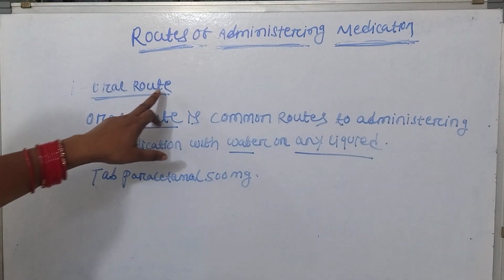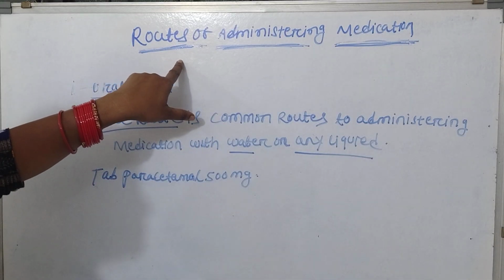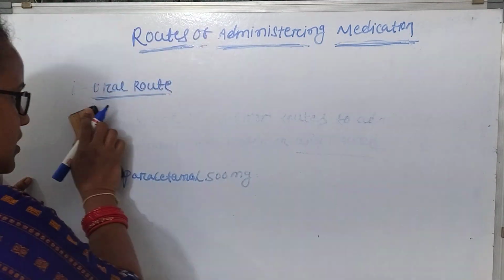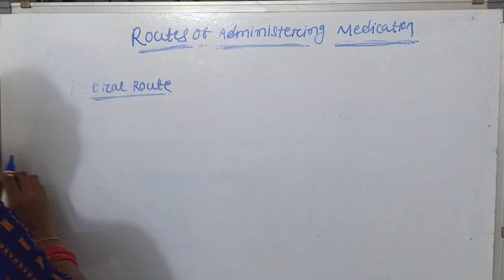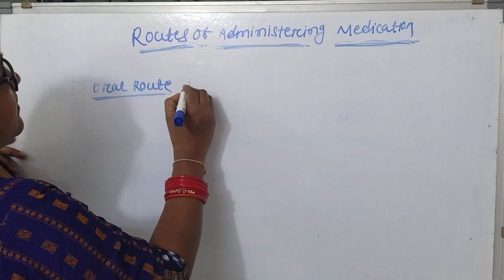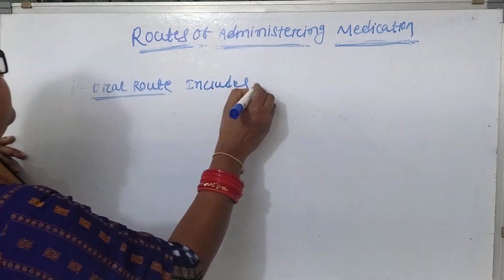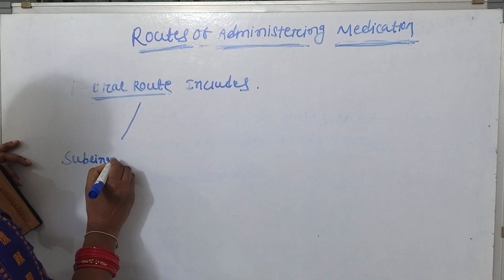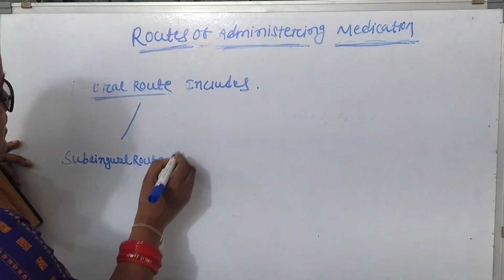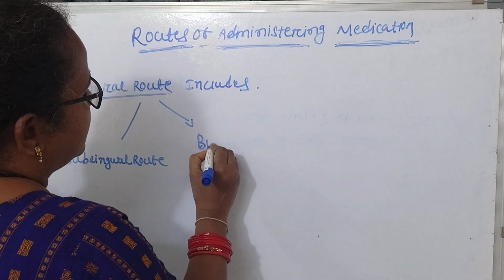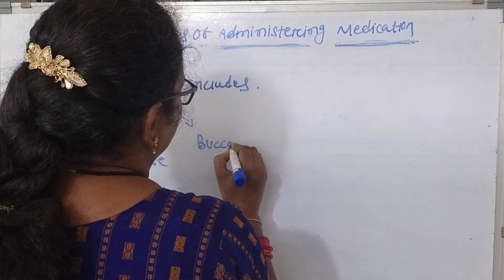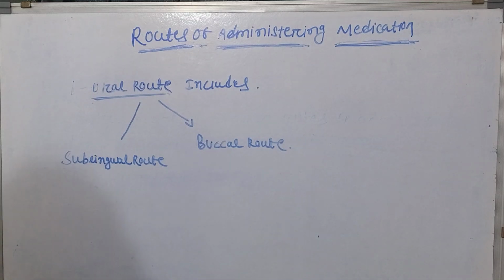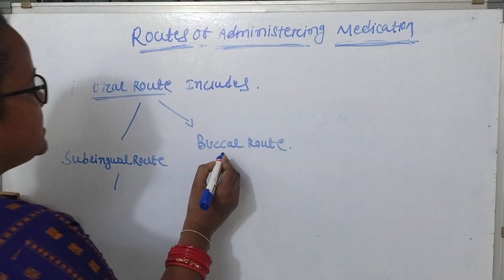In the oral route, there are also two other routes. The oral route includes one, the sublingual route, and the next one is the buccal route. So what is the sublingual route and what is the buccal route?